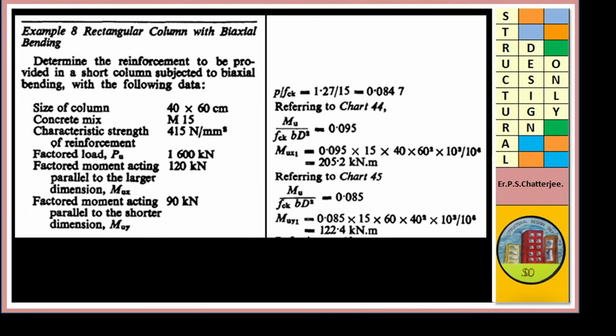Rectangular column with biaxial bending. Determine the reinforcement to be provided in a short column subject to biaxial bending with the following data: size of column 40 by 60 centimeter, concrete mix M15. Today M15 grade of concrete is not applicable for any major construction. Characteristic strength of reinforcement 415 Newton per millimeter square. Factored Pu 1600 kilonewton. Factored moment acting parallel to larger dimension, Mux, is equal to 120 kilonewton meter. Factored moment acting parallel to shorter dimension, Muy.